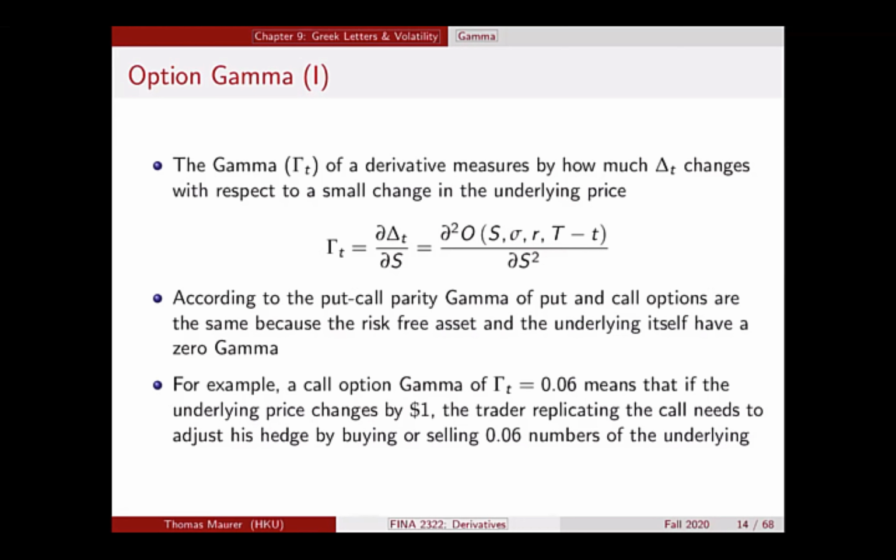Now, how do we interpret a gamma, let's say, of 0.06? This means that if the underlying price changes by $1, then a trader who tries to replicate the call option by buying delta units of the underlying, or a put option by short selling some units of the underlying, has to adjust his hedge by exactly 0.06 units of the underlying asset. So if the underlying asset increases by $1, then the delta has to be adjusted by 0.06, meaning you have to buy 0.06 additional units of the underlying asset to hedge a call option.